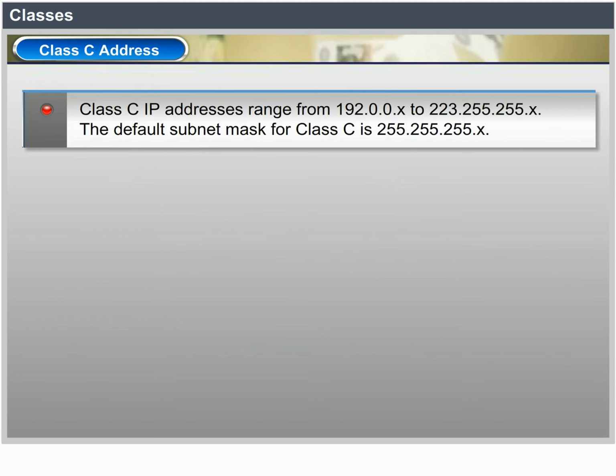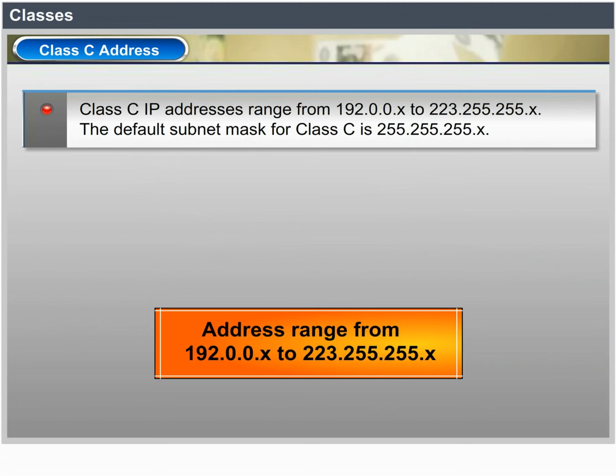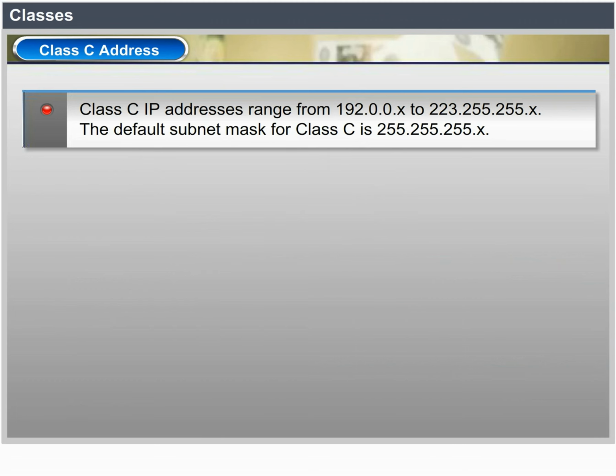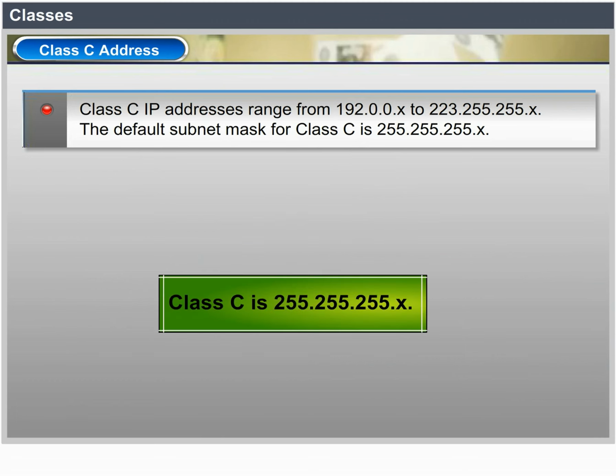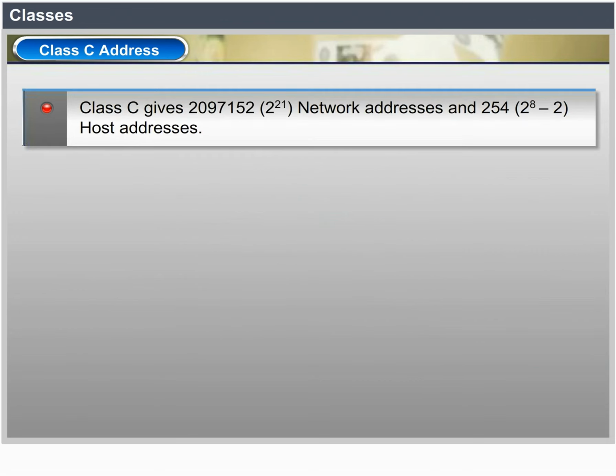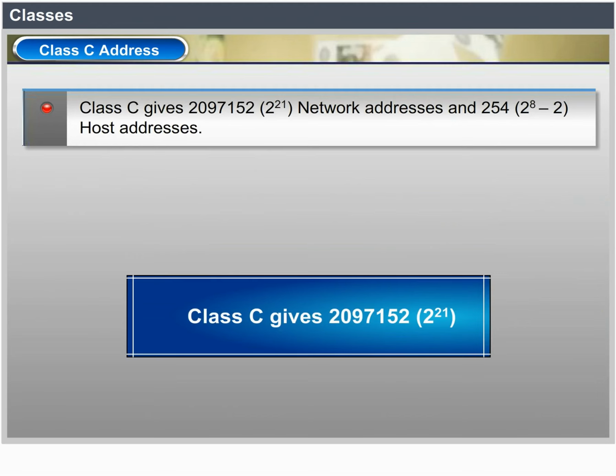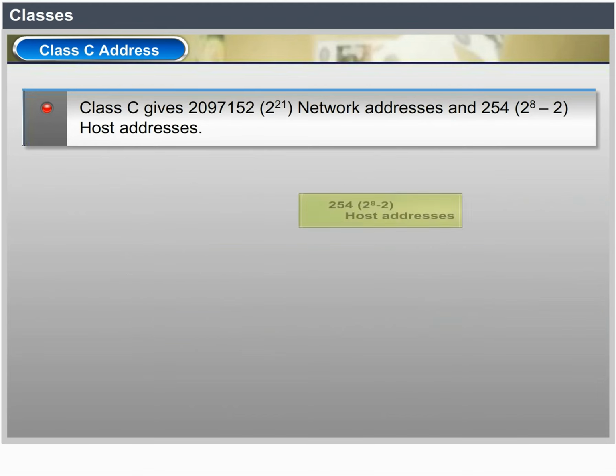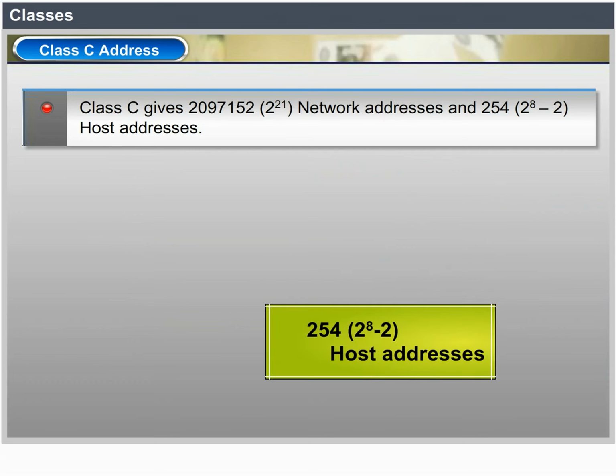Class C IP addresses range from 192.0.0.x to 223.255.255.x. The default subnet mask for Class C is 255.255.255.x. Class C gives 2097152, that is 2 power 21, network addresses and 254, that is 2 power 8 minus 2, host addresses.